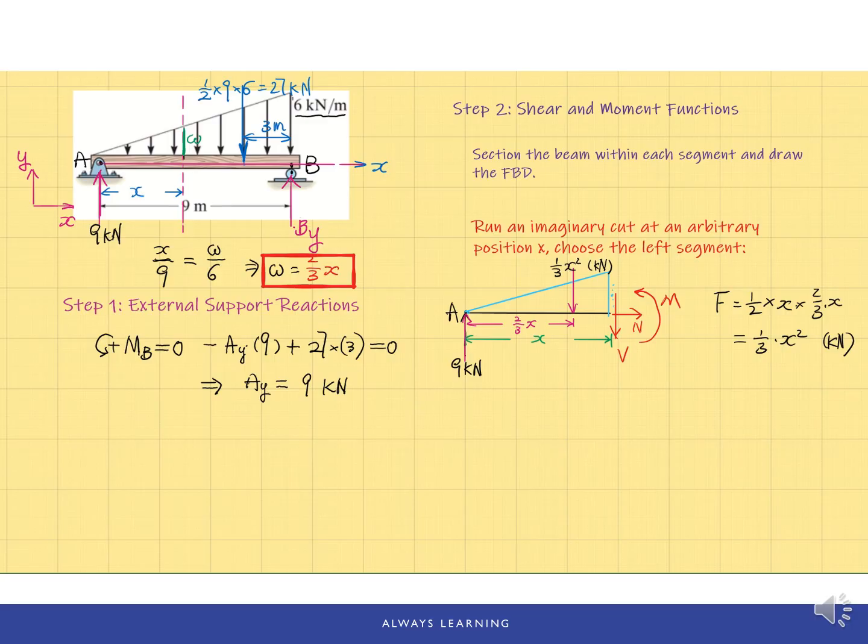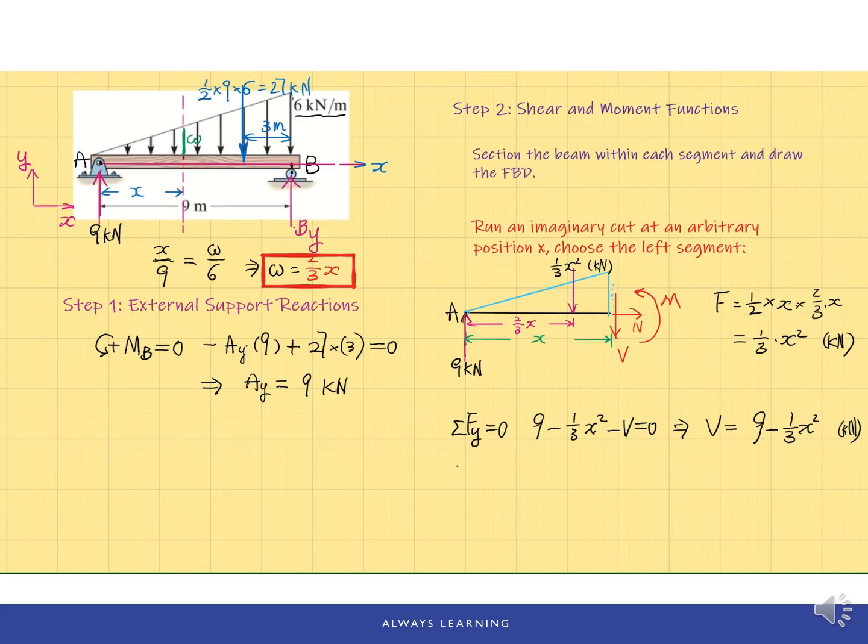So now we can write the shear and moment functions. From sum of the y direction forces equals to 0, we can solve for V. We have 9 minus 1/3x squared minus V equals to 0. So V is a function of x, which equals 9 minus 1/3x squared, and the unit is kilonewton in this given problem.